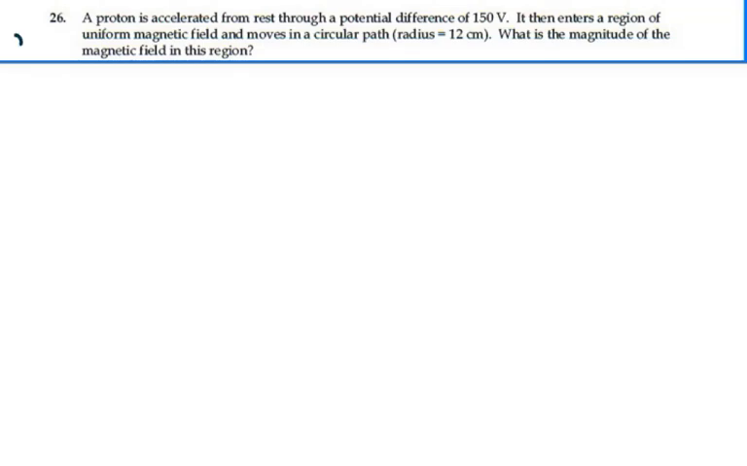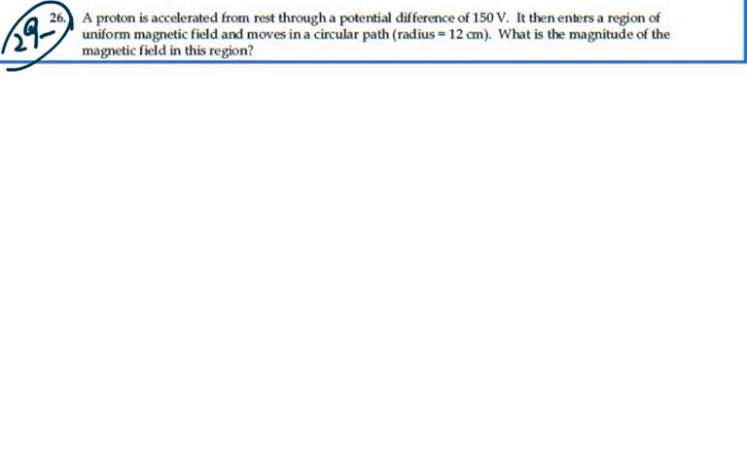Here's problem 2926. A proton is accelerated from rest through a potential difference of 150 volts. It then enters a region of uniform magnetic field and moves in a circular path of radius 12 centimeters. What is the magnitude of the magnetic field in this region?